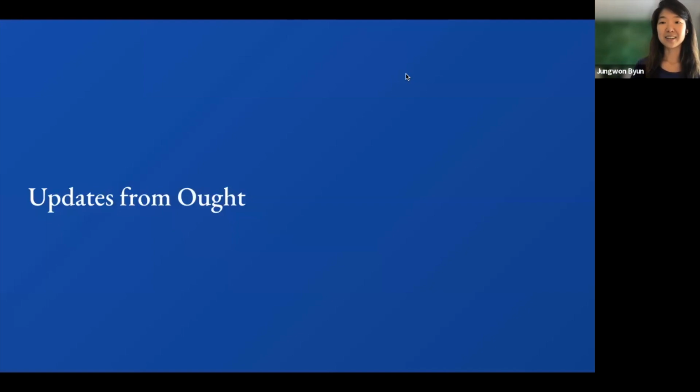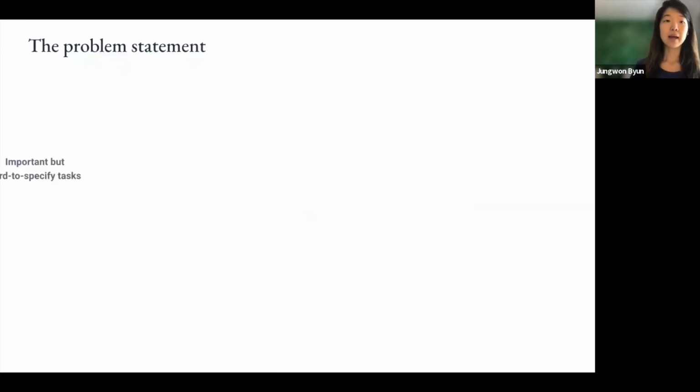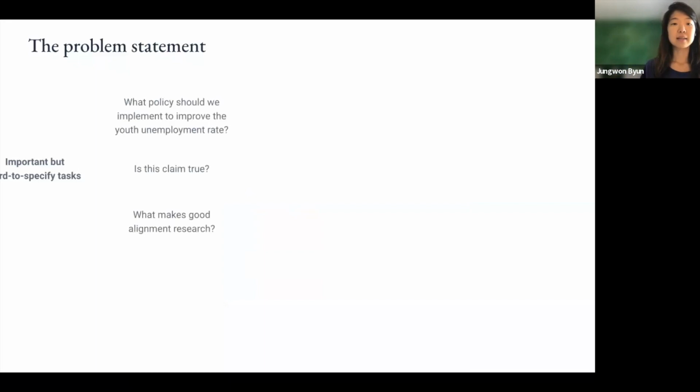All right, let's share some updates from OTT, starting with the problem statement. At a high level, the problem that we see is that in this world, there are important but hard to specify tasks. These are tasks like, what policy should we implement to improve the youth unemployment rate? Is this claim that I saw on Twitter true? What makes good alignment research?